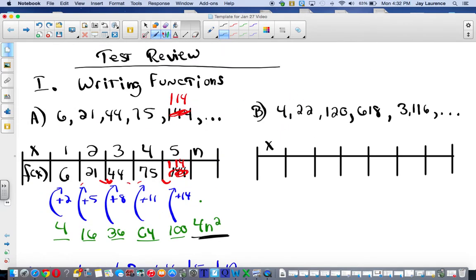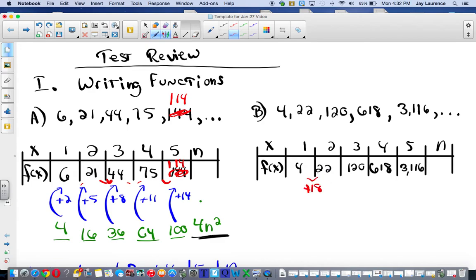So we're going to have x, and we're going to have f of x. And we've got 1, 2, 3, 4, 5. All right. And then we've got 4, 22, 120, 618. And 3,116. I've been making lots of silly mistakes today. I guess I'm tired. I'm not really sure. I don't feel that tired, but so I'm going to go ahead and use my calculator and just double check my math here.